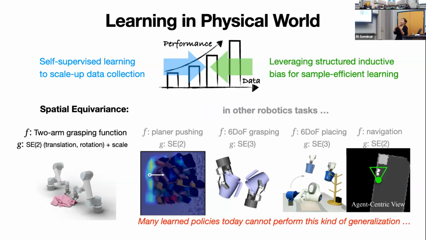And actually, if you formulate the action parameterization properly, you can observe this kind of spatial equivariance in many other robot application or manipulation tasks. For example, pushing, grasping, or even navigation. It's such a common structure and such a common generalization capability that we hope the system or the policy will be able to learn. But you'll be surprised that many of the learned policies today are not able to perform this very simple type of generalization without a lot of training data.